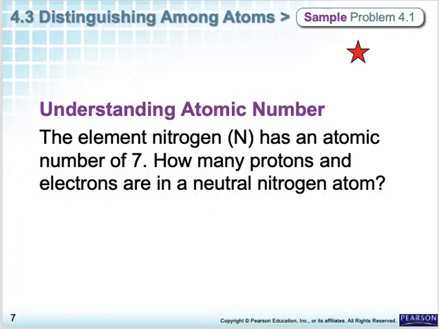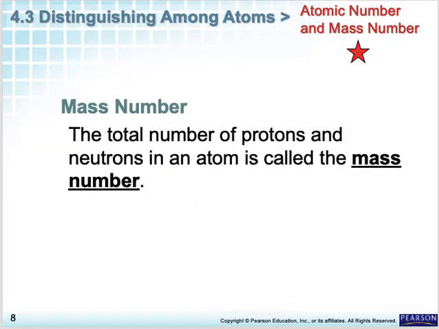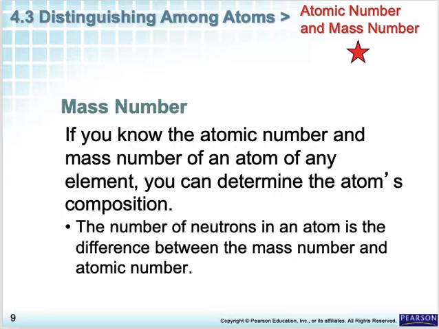Understanding atomic number. Nitrogen has an atomic number of 7. You should be able to tell me how many protons and electrons it has right now, and that would be 7. The total number of protons and neutrons would be the mass number. These are the two particles that have a sizable mass. Electrons are extremely light and do not add up to any part of the mass. In fact, it would take 1,840 electrons to equal 1 proton, and there are no elements with that many electrons.